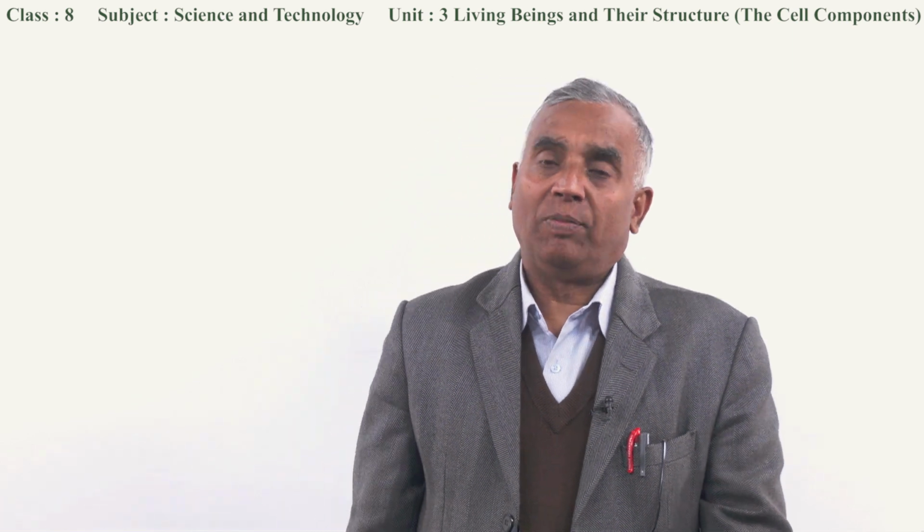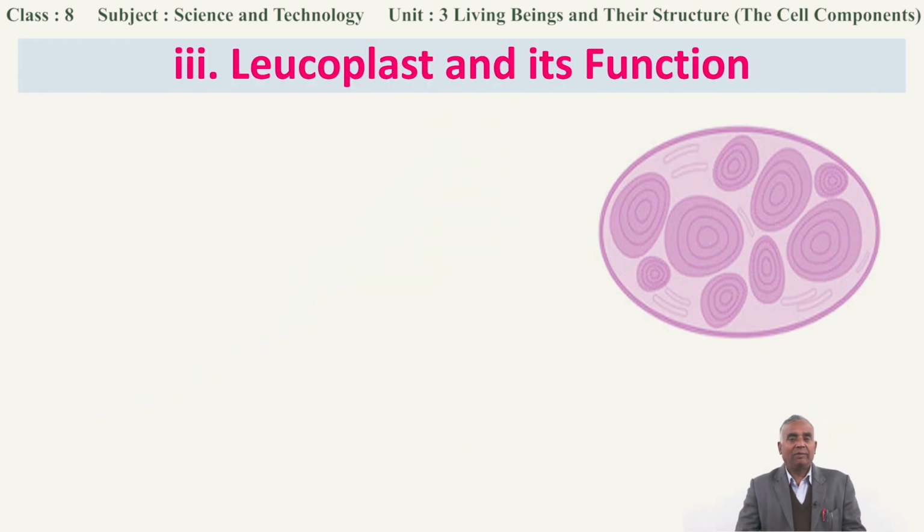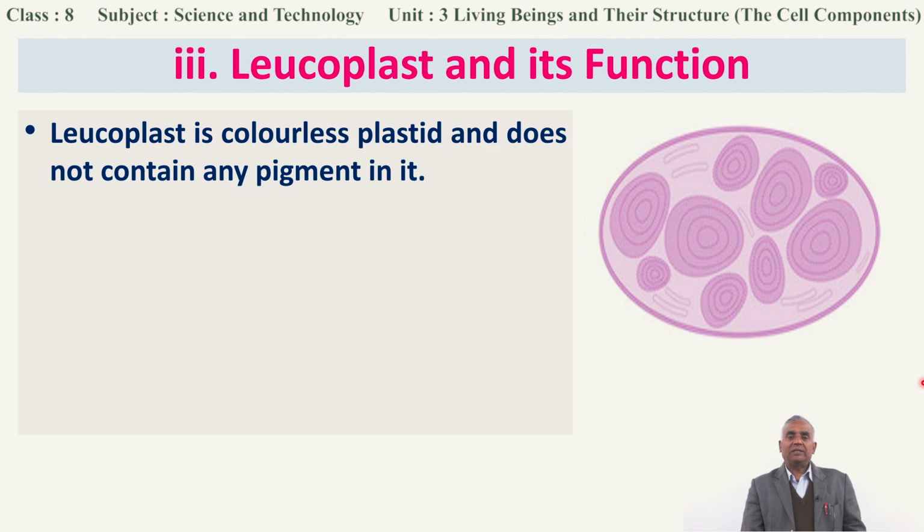Okay, leucoplast. That is the third one, plastid, and this plastid is not colored, colorless, found in roots. We talked about special types of roots. Here in normal roots it is found. Leucoplast is a colorless plastid and does not contain any pigment. Pigment means coloring thing, coloring agent. So pigment is not found in it.